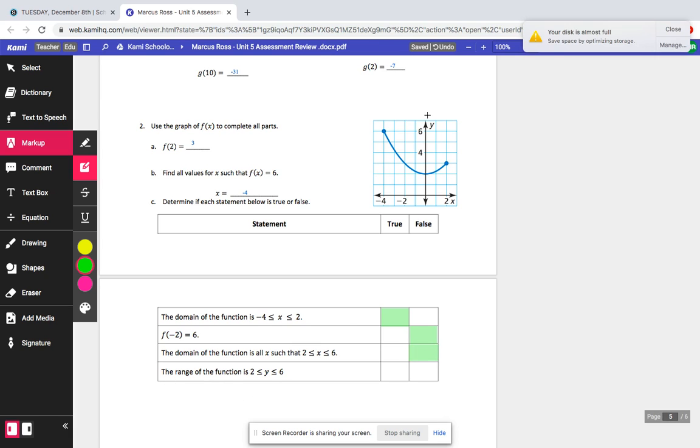The range, looking at our y's, the range of the function is 2. So let's look at our least possible y. It hits right here. So our least possible y is 2. Is less than or equal to y is less than or equal to 6. Well, our highest y that's possible is 6. So that is a true statement.